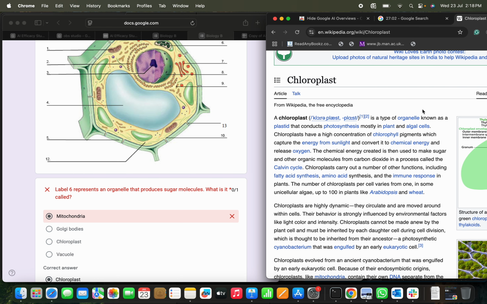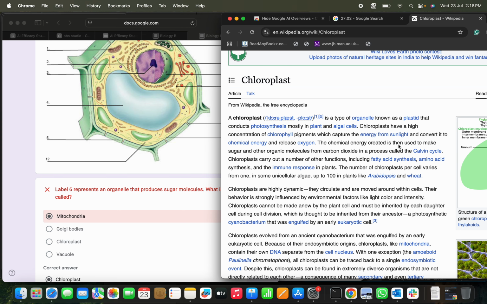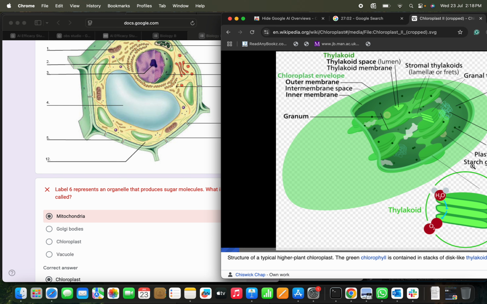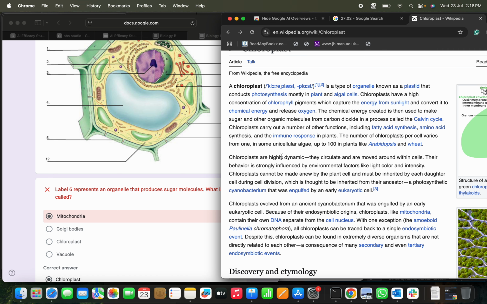So chloroplast is a type of organelle known as a plastid that conducts photosynthesis. This is the green part that's responsible for photosynthesis, mostly in plant and algal cells. They have a high concentration of chlorophyll, hence green, pigments which capture the energy from sunlight and convert it to chemical energy and release oxygen. That is then used to make sugar and other molecules. So let's see what the structure looks like. There is an outer membrane, inner membrane, granum. I have no clue what this is. The chemical energy is then used to convert carbon dioxide into sugar and other organic molecules in a process called the Calvin cycle.